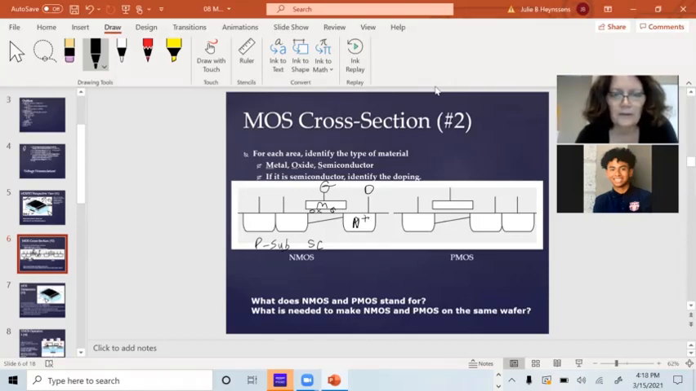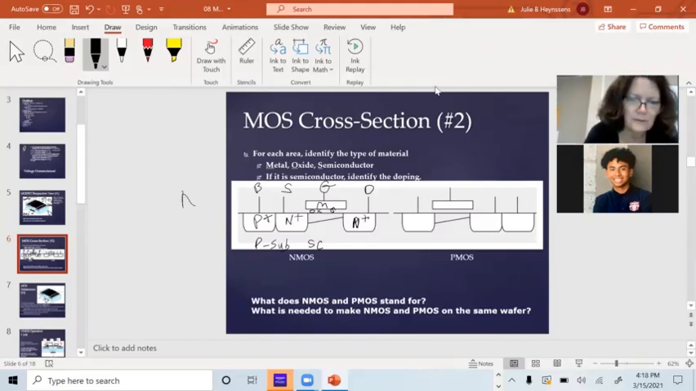I've got the metal, I've got the oxide, I've got the semiconductor. I've got another N plus diffusion here. This is for the other terminal, the source. And the body actually wants to contact into this P substrate, so I'm going to make it a P plus diffusion. And this is called an NMOS. I'll explain why it's called an NMOS, because these are N's.